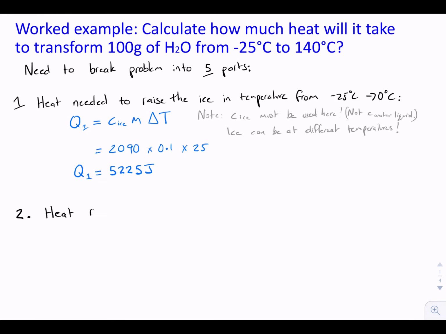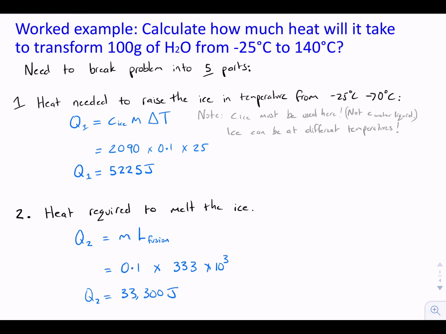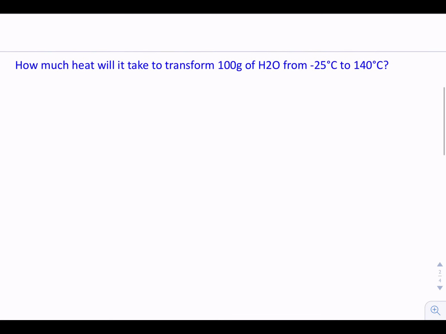So the second part of the problem involves calculating the heat required to melt the ice. To do this, we need to use the latent heat of fusion. So we have our mass times the latent heat of fusion, which calculates out at 33,300 joules. Now we have water at 0 °C.